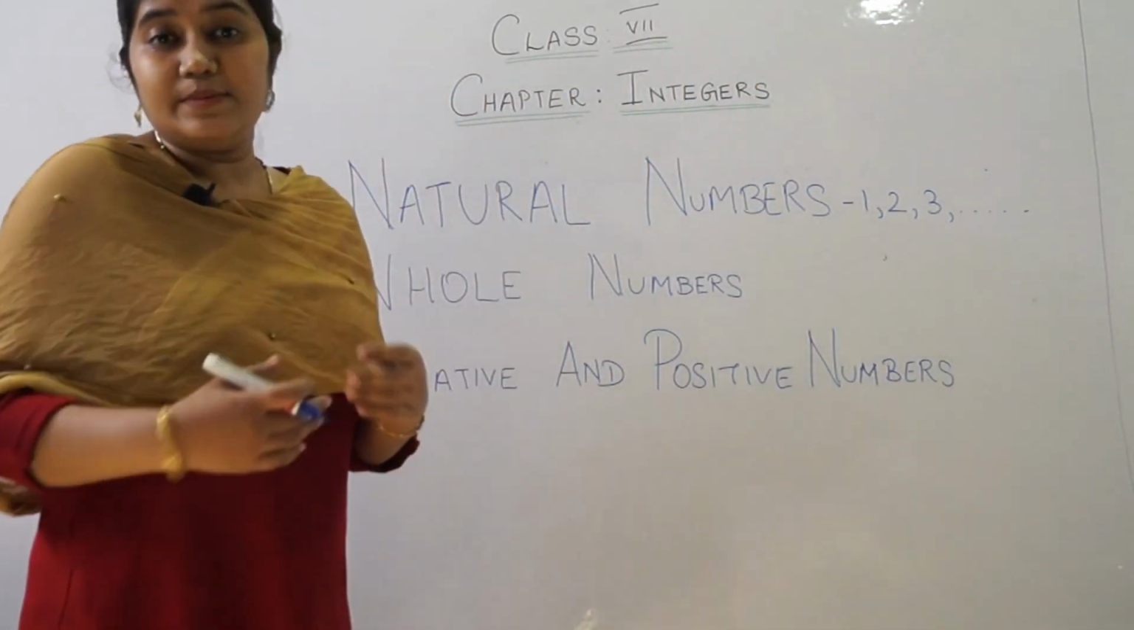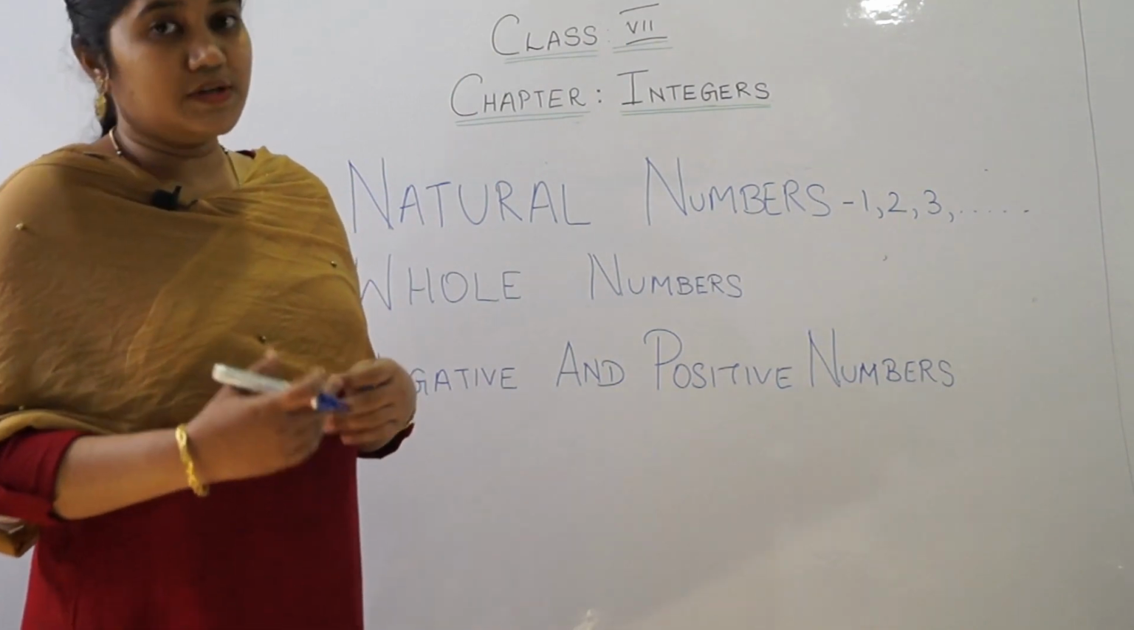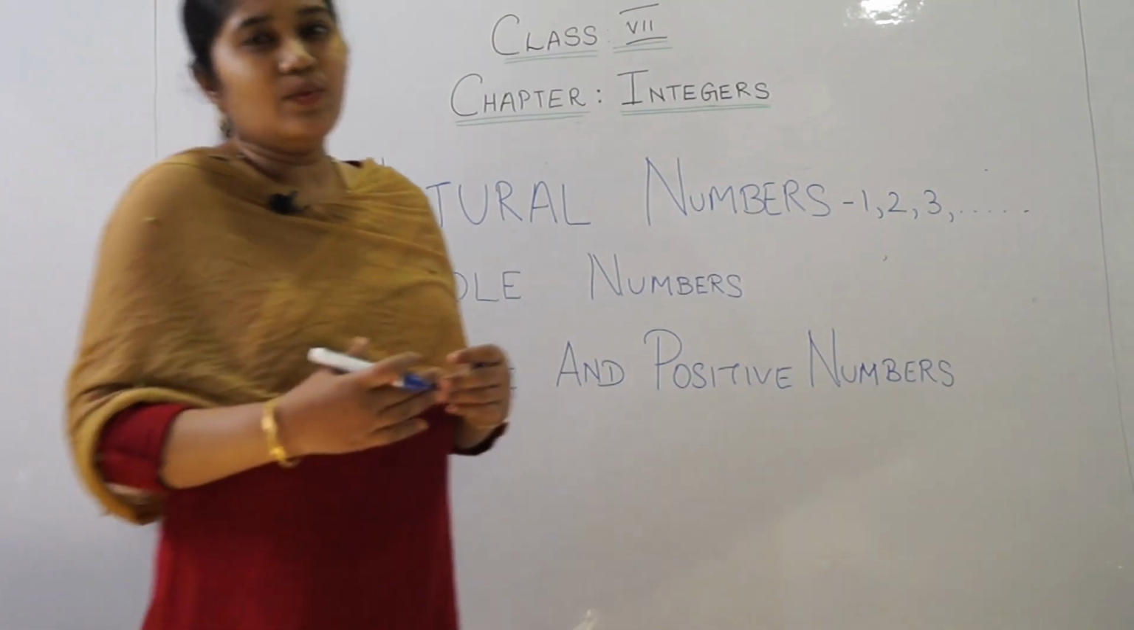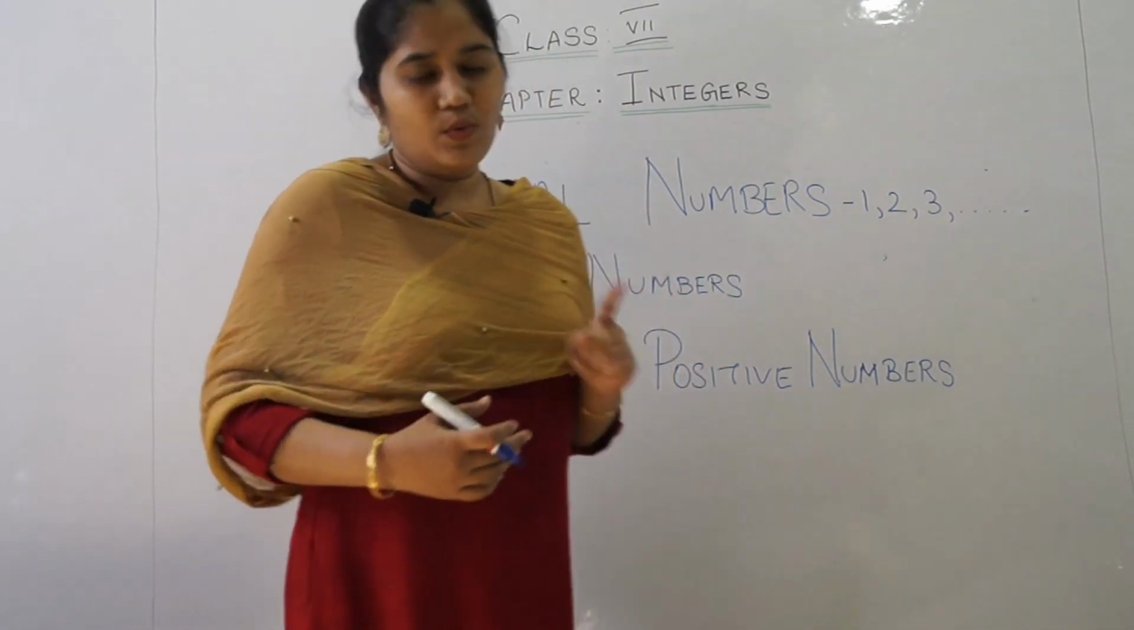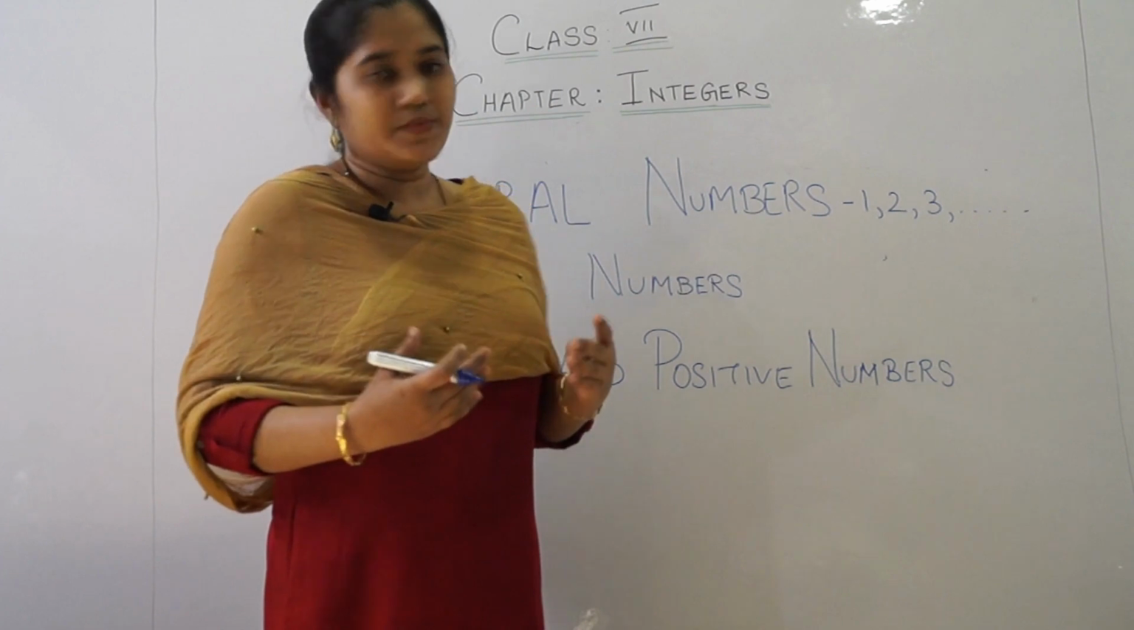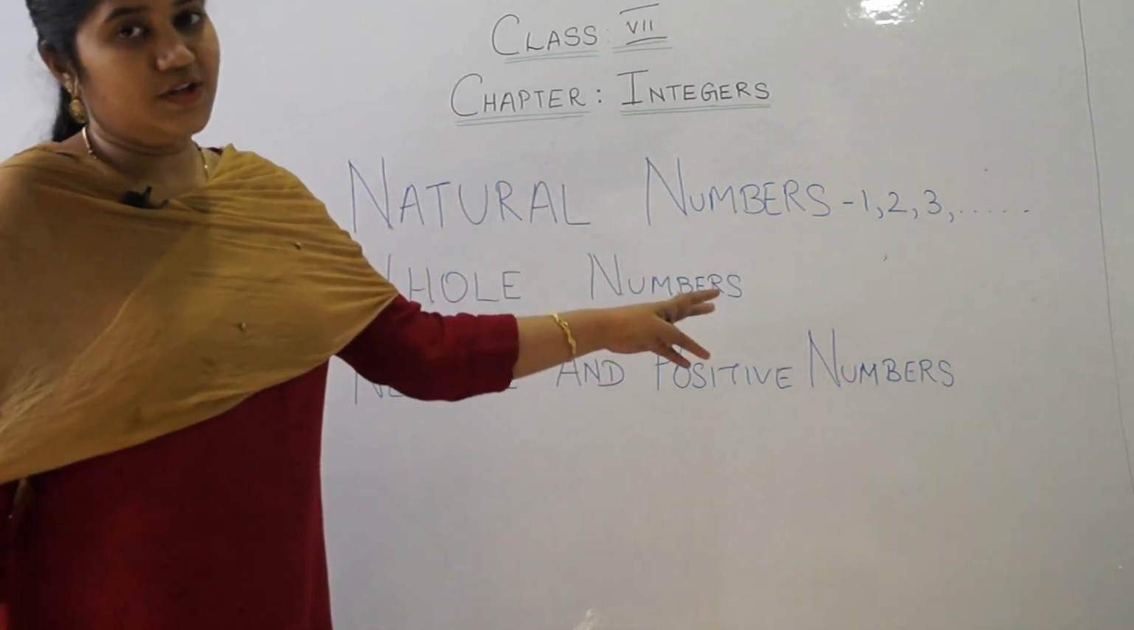One more easier method to remember what natural numbers are: naturally, when we start off with something or when we count something, we start off with the number 1. So it is natural. That is why these are called natural numbers.